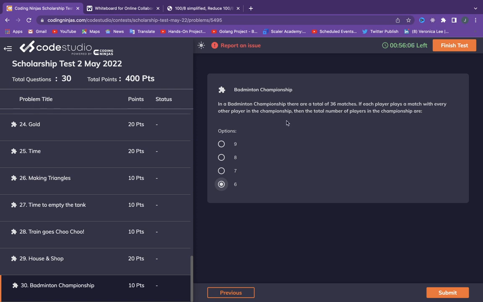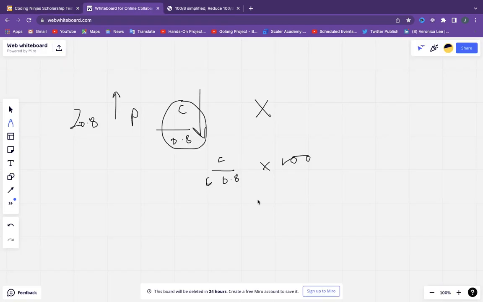Total of 36 matches. Each player plays a match with every other player. Then the total number of players 6. So every guy plays with n minus 1 players. Oh no. So there is this guy. This guy plays with other n minus 1 players. And then this guy plays with other n minus 2 players, let's say. And so on. So the answer is n minus 1 plus n minus 2, and the last person will not play any matches. Let's say the last one would be one match, right?